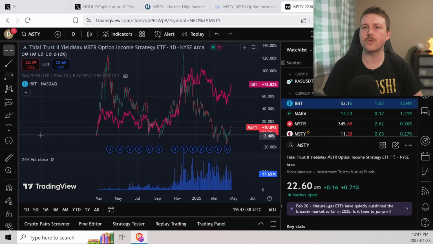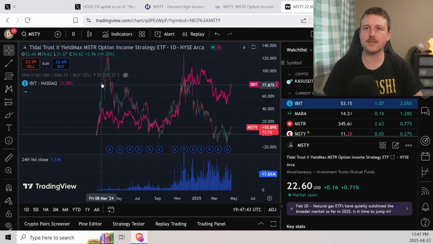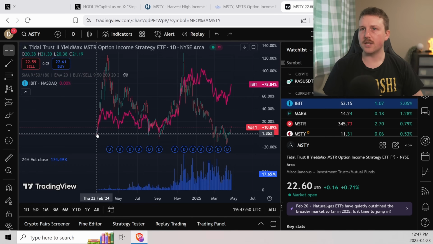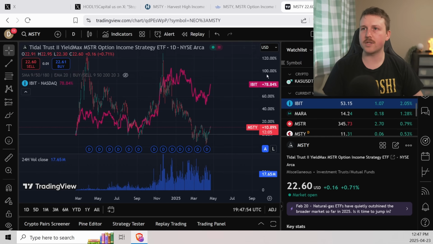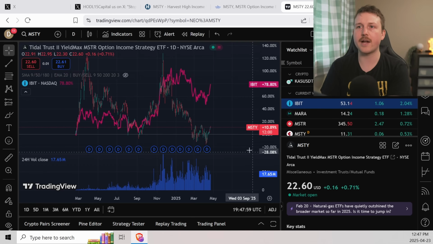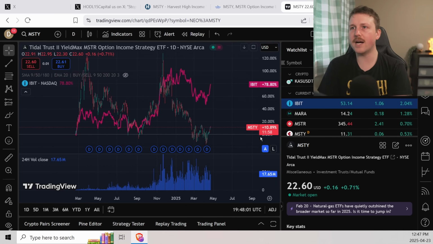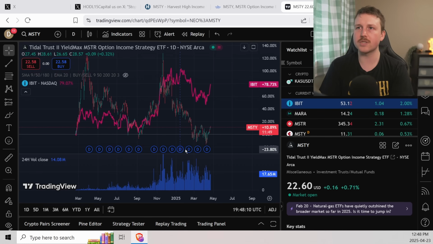So now this chart here, what I'm looking at is since inception of the YieldMax American MSTY, which was roughly February of last year. We're comparing it against IBIT, which is a Bitcoin spot instrument that trades at the market times, so it's more accurate for this measurement. We can see IBIT is up 78.8% and MSTY is up 10.89% with all of these distributions happening.